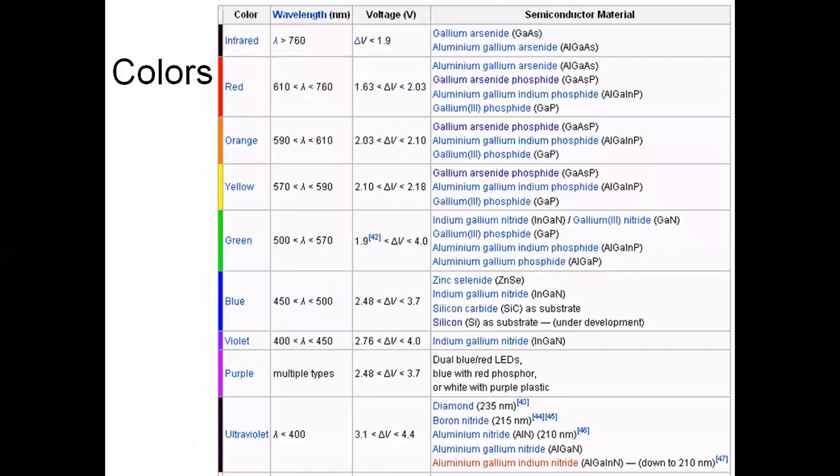Now, if you see on the left side, colors are there, isn't it? At the top, the colors are black, red, orange, yellow, green, blue, violet, purple, and ultraviolet, isn't it? So LED is available in these different colors, isn't it? And if you study the wavelength and the required voltage for that particular LED, it is listed in that column, isn't it? Now, the very bottommost LED is the ultraviolet.